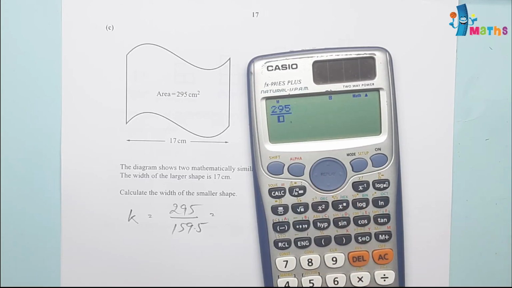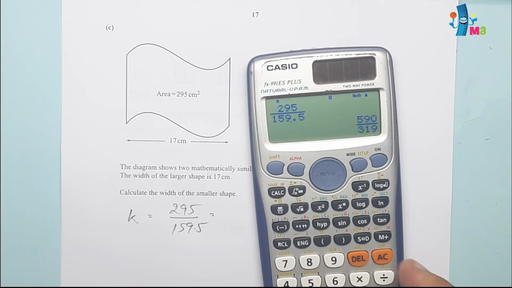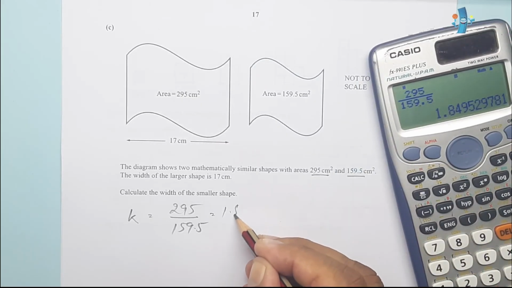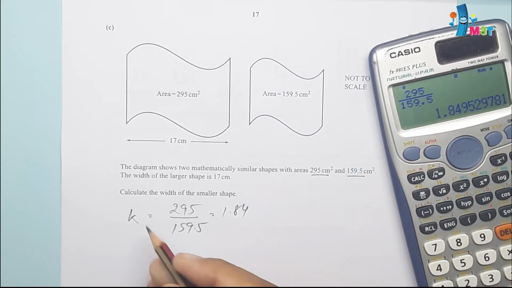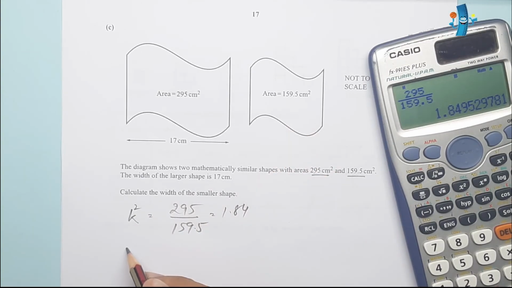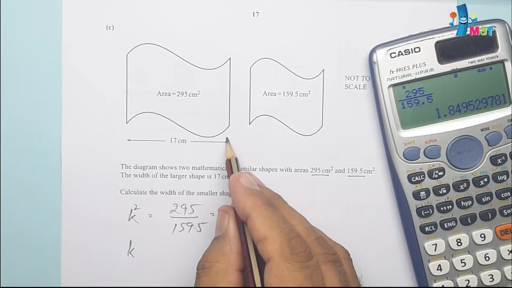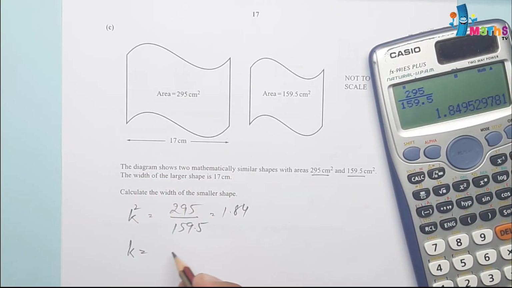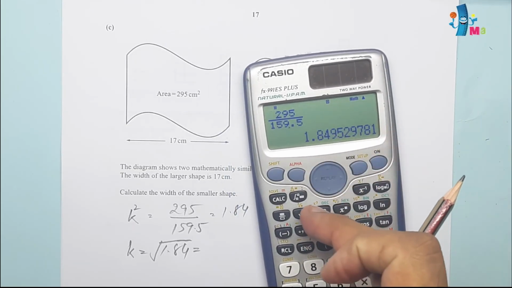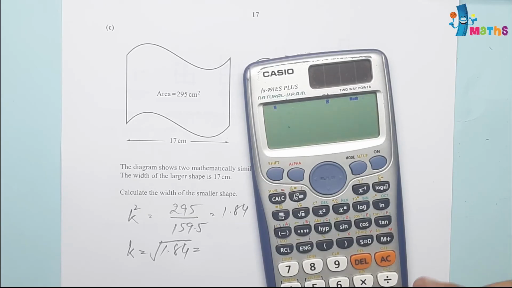So this will be 295 divided by 159.5, which is equal to 1.84. But this will be the value of k squared because this is area. So we'll be taking the root to find the value of k because we have to use it for the length. So we'll take the root of this value 1.84, using the same number which we have on the calculator.